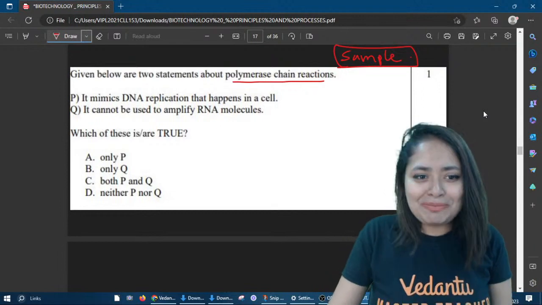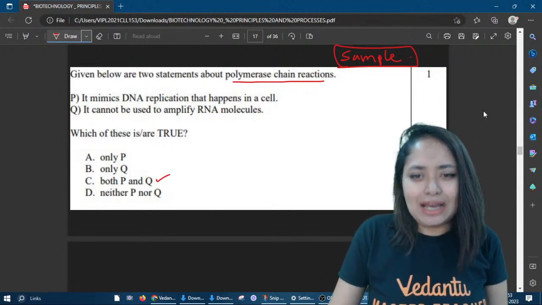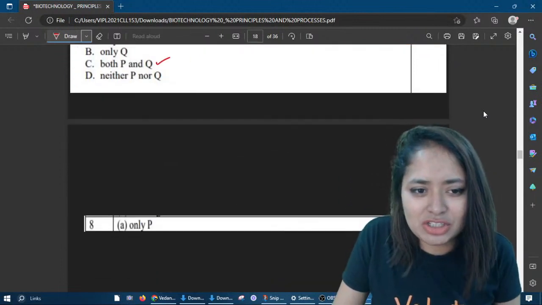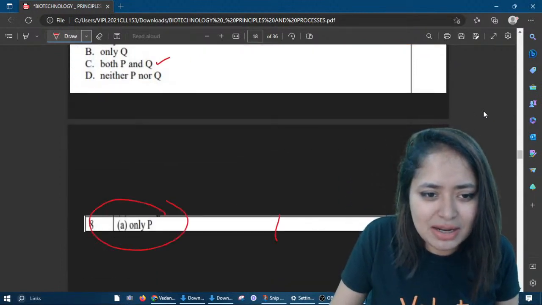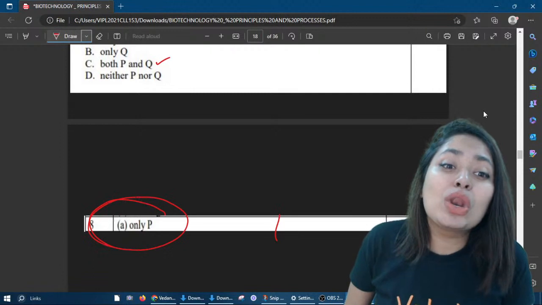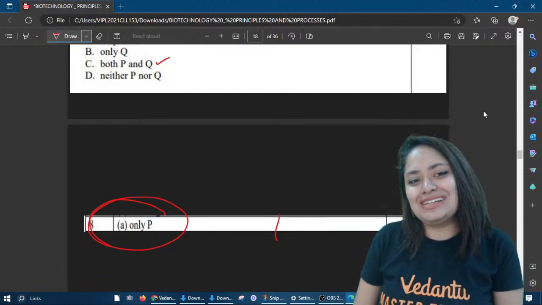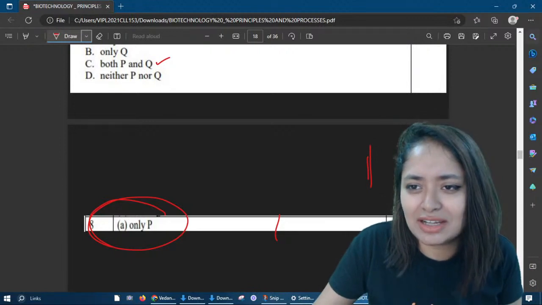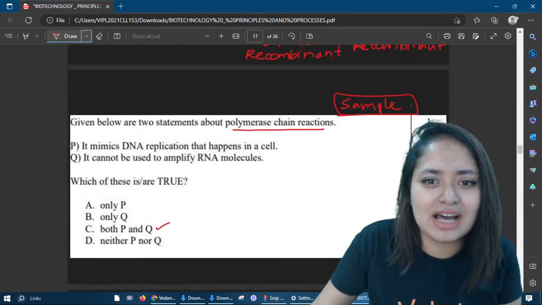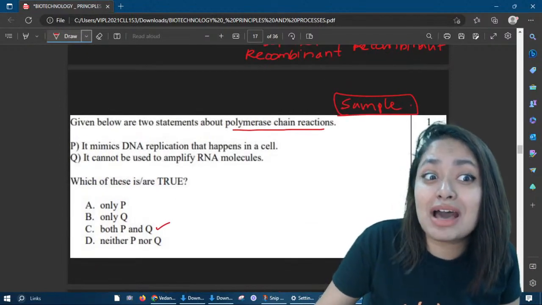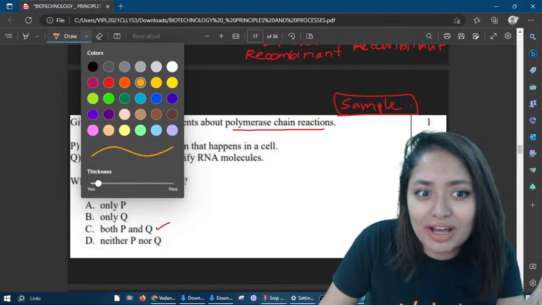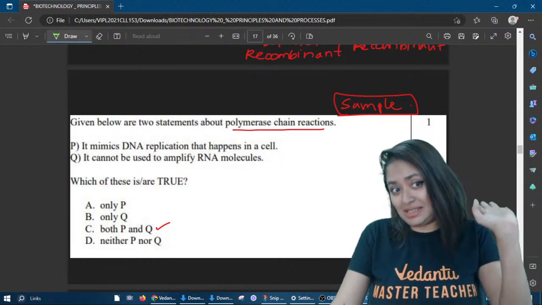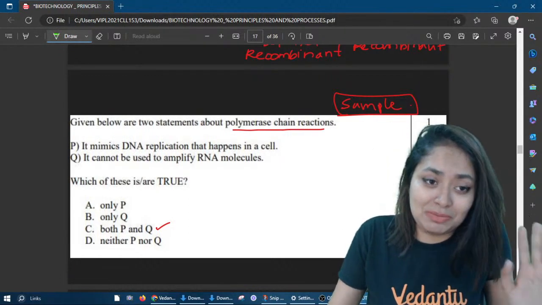Now, you people are telling me C is the answer. Does the marking scheme agree with this? Let's find out. My dear children, this is the marking scheme answer. The marking scheme is saying only P. A is the correct answer. What? How is this possible? Let's read the question together and find out how only A is the answer as given in the marking scheme. This is not a home production question. I didn't make this question at home. This is a question given in your CBSE sample paper. So do not come at me, people.